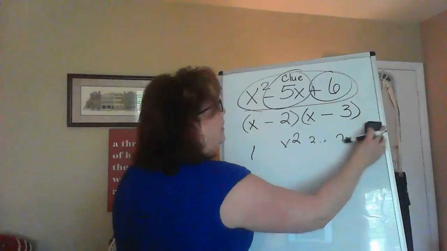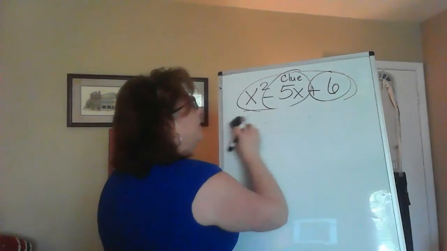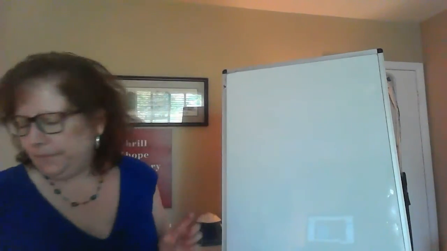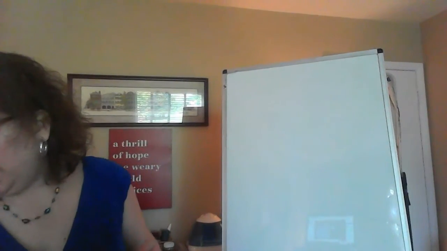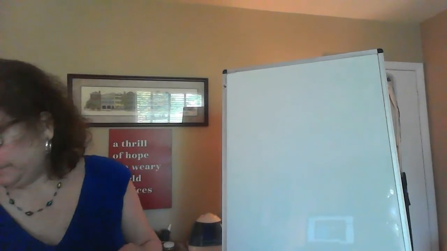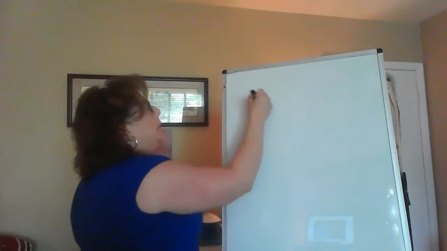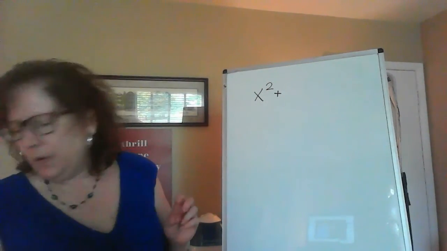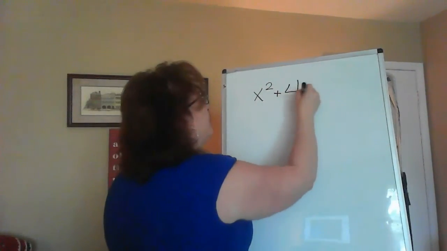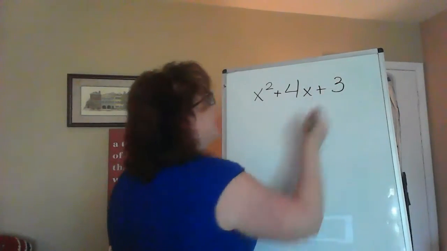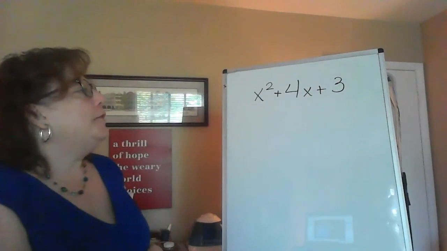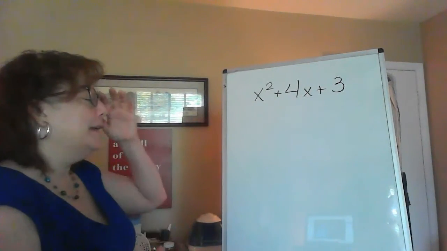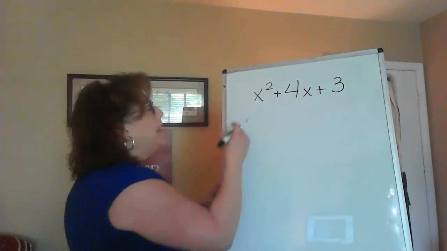So what I want you to do is to take a sheet of paper. We're going to pick a little bit easier one. So let me hop over here. We're going to do x squared plus 4x plus 3. So the first step, well, the first and second are kind of interchangeable. First step, you want to write your equation.